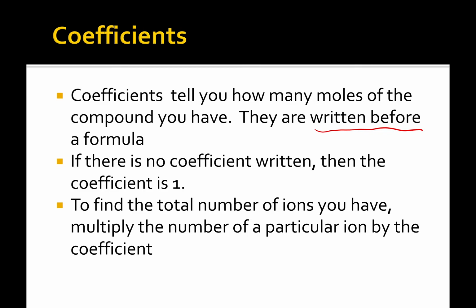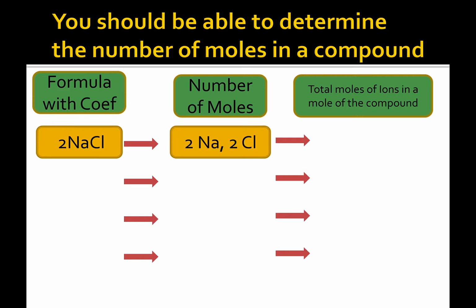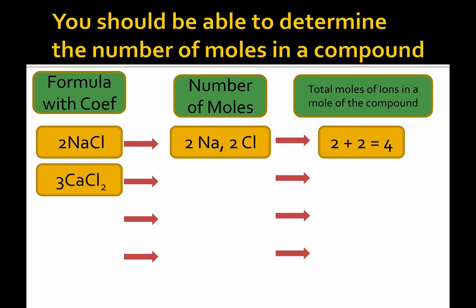To find the total number of ions that we have, just like we did with the subscript in the parentheses, we multiply the number of a particular ion by the coefficient. So if we say that we have 2 moles of NaCl, putting that 2 in front means now we have 2 moles instead of 1 mole. It gets distributed just like the subscript, so we now have 2 sodiums and 2 chlorines, which gives us a total of 4 moles of ions in that compound.